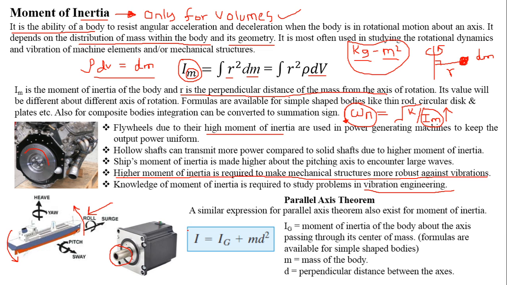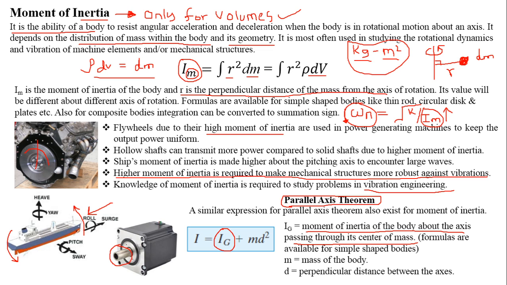Now, as in case of second moment of area, we have a parallel axis theorem defined for moment of inertia as well. A very similar expression, slightly modified, but almost the same. Actually, the analogy is there. So this I subscript g, this Ig stands for the moment of inertia of the body about the axis passing through its center of mass.